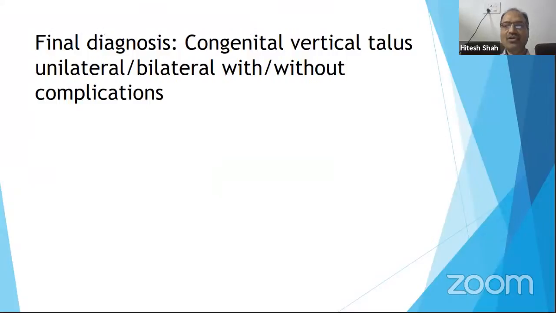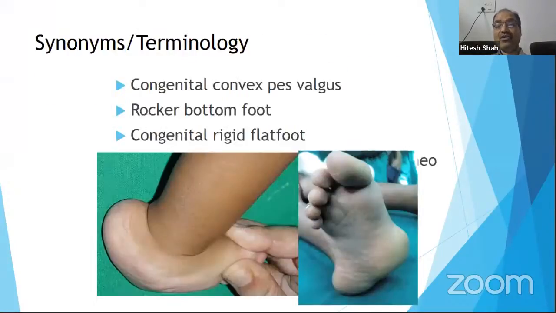So finally we can say this is a case of bilateral congenital vertical talus without complication, meaning without any trophic ulcer, sometimes associated spina bifida, callosity, or any other changes. The terminology is convex pes valgus, or rocker bottom foot, or sometimes it is called congenital rigid flat foot, but the most common terminology used is congenital vertical talus.